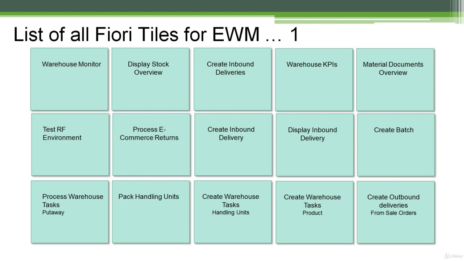Before we start executing the processes in the system, let us list all the Fiori tiles that we are going to use for our testing. You can see on your screen a list of all the Fiori tiles that are going to be used for all the processes that we are going to test, the model company best practice processes of EWM in 1909. Make sure you add these Fiori tiles to your favorites, or you can group them together, or you can add them to your home page. That way, it will be faster for you to execute your scenarios, and while executing, you don't have to go and search for the tiles.